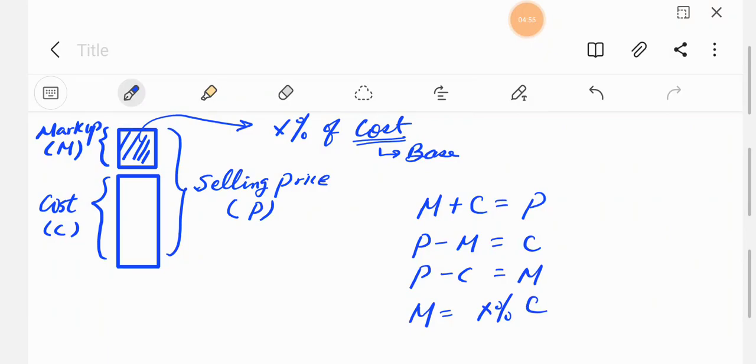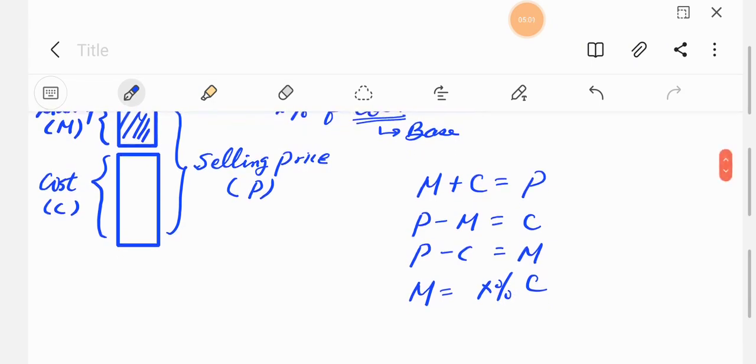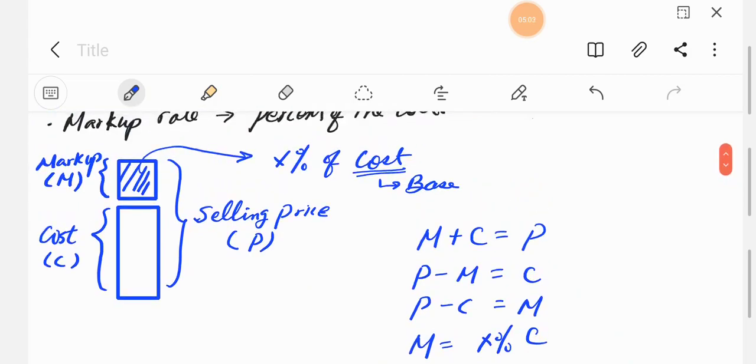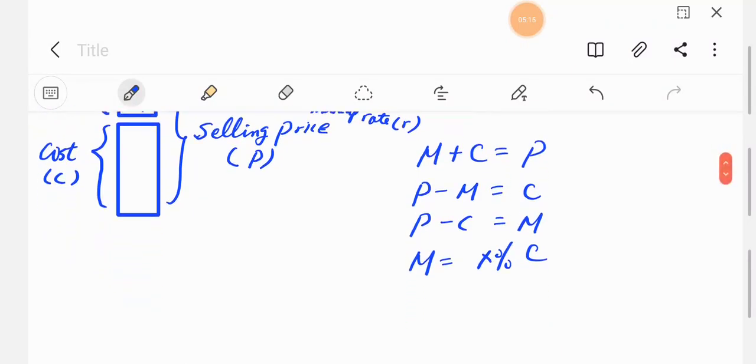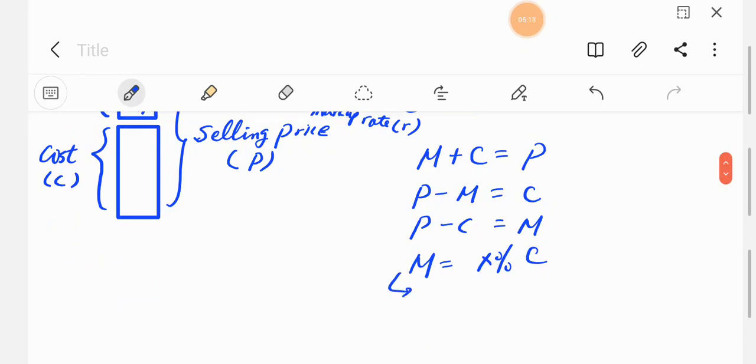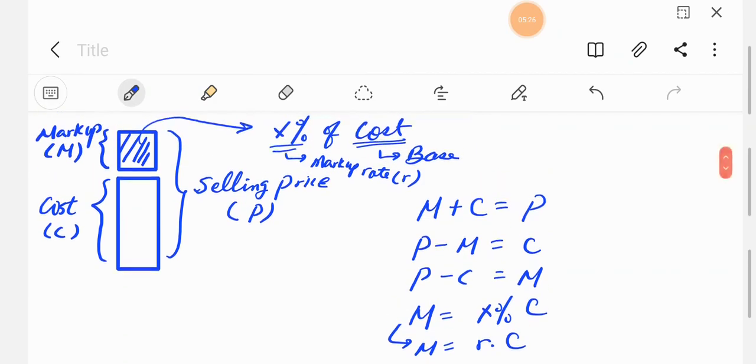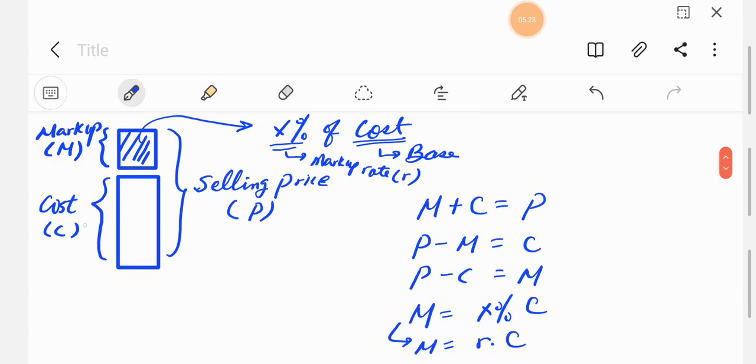So if it's 20%, then there will be 0.2. This is the markup rate, isn't it? X% is the markup rate. Let's say R. Markup rate R. So you can also rewrite it: the markup can be R times the cost. Once you understand the diagram, it's easier to find out the equation.